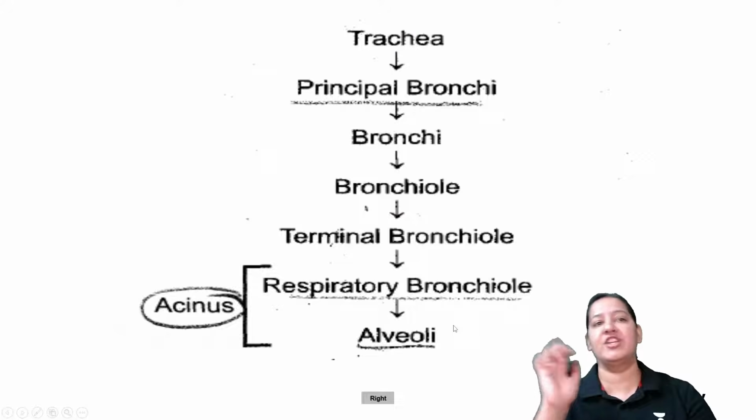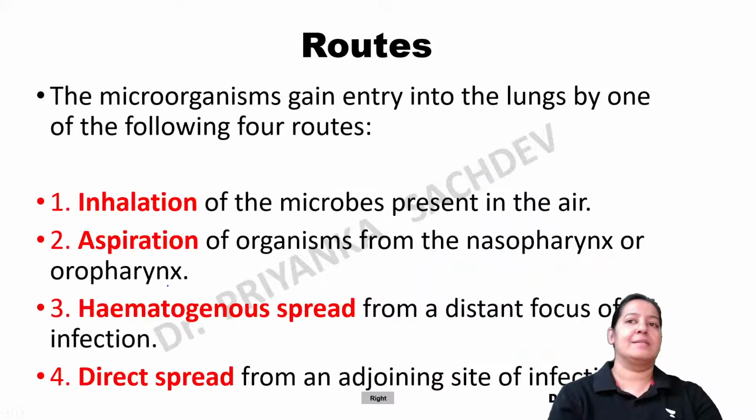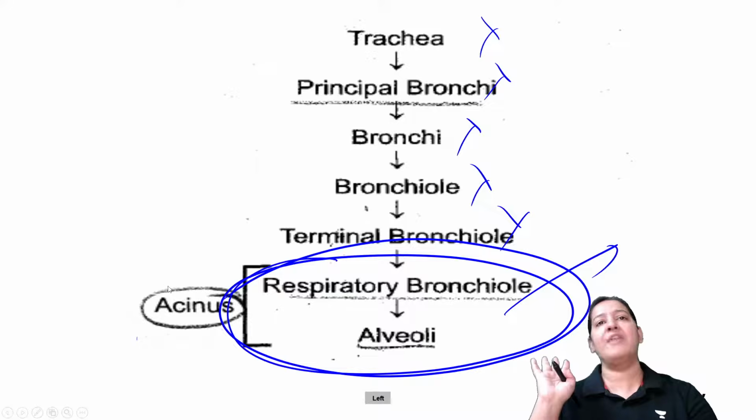It is known as consolidation. So pneumonia is a disease of this portion, not a disease of this portion. It is a disease of the acinus. That is pneumonia, inflammation. So how will the inflammation take place?